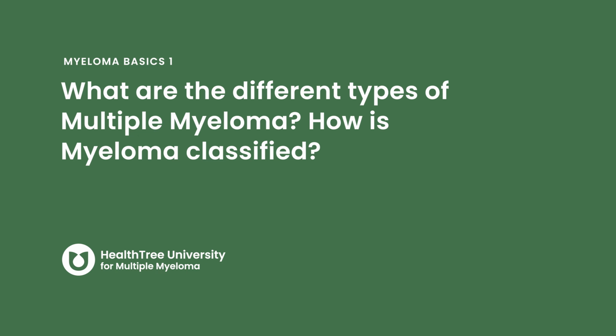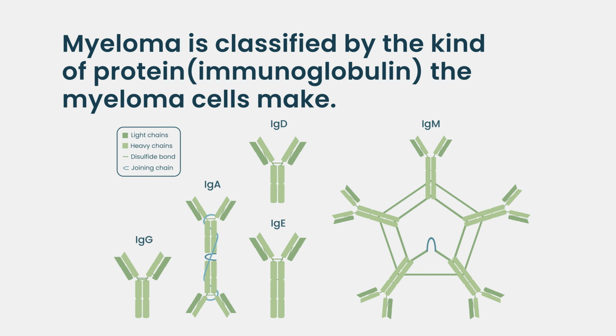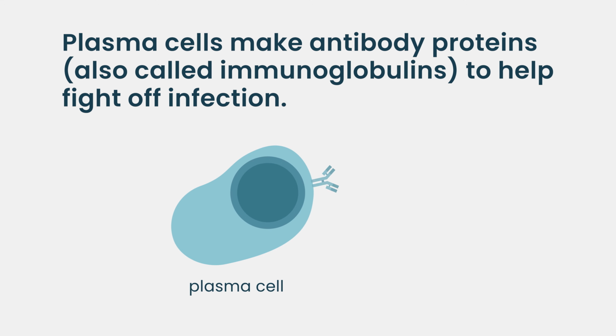What are the different types of multiple myeloma? How is myeloma classified? The classification system for multiple myeloma has to do with what kinds of proteins the myeloma cells make. Myeloma is a cancer of plasma cells, and plasma cells are usually the normal cells in our body that produce antibody proteins to help fight off infections.